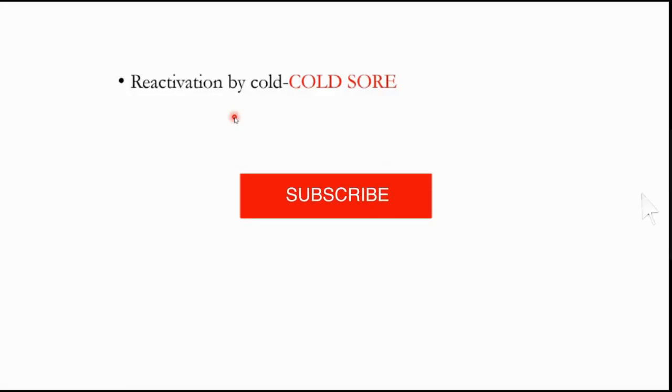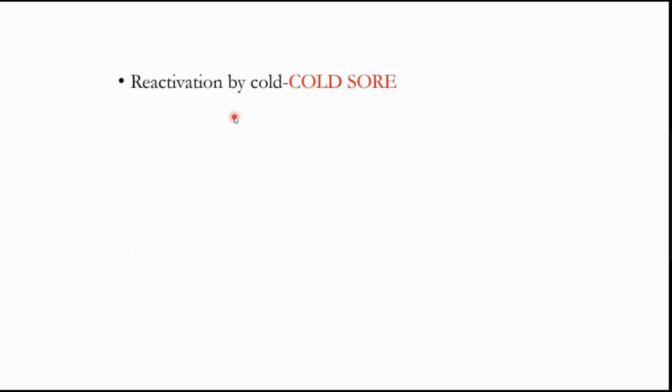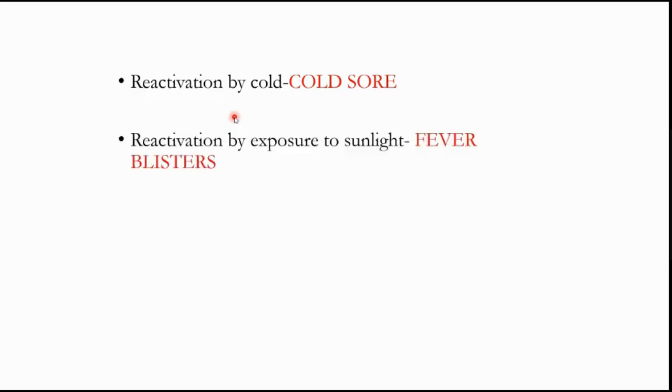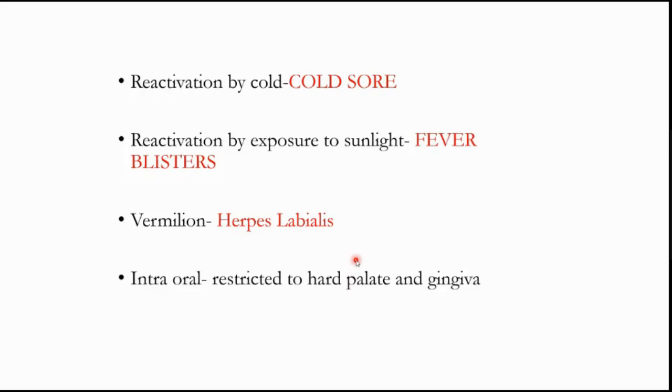In secondary, there are two types: cold sore, and another one which is activated by heat. Reactivation by the cold is called the cold sore. It's very easy to remember. Reactivation by exposure to sunlight is called fever blisters. You might have seen this happening to you or to someone in your family. Whenever they have a very high fever, there will be a breakout, especially around the lip area. Even the cold sore is a very common sight in people.